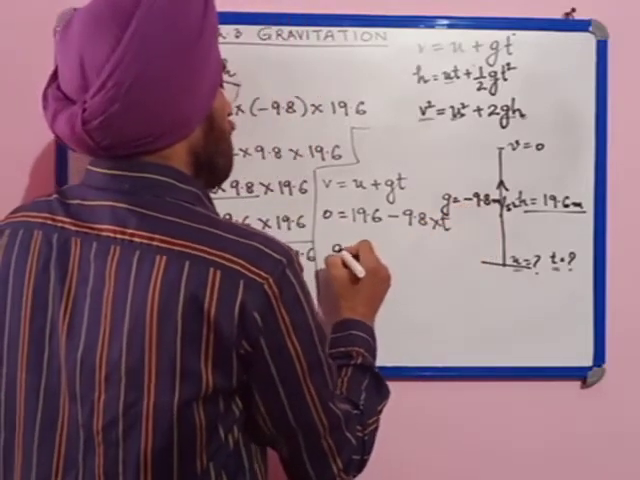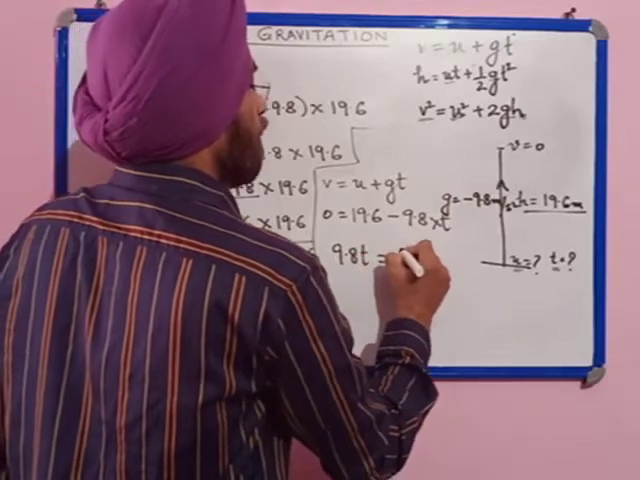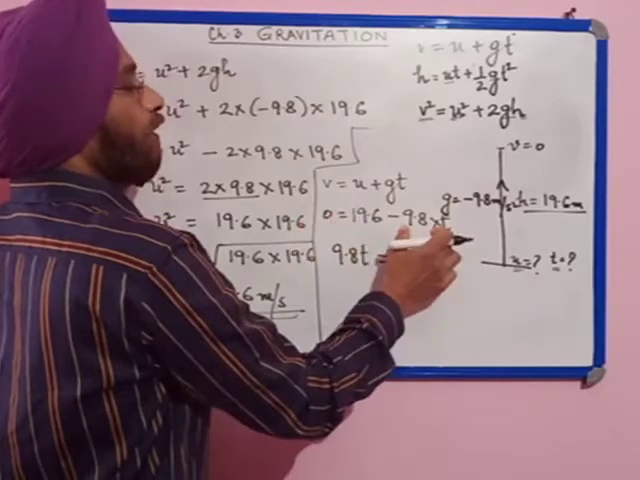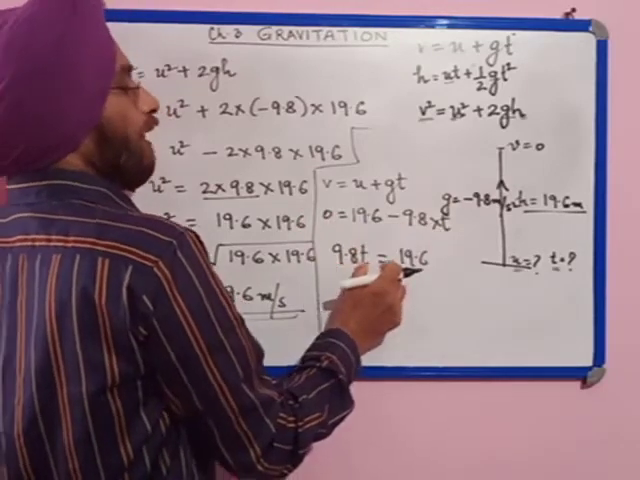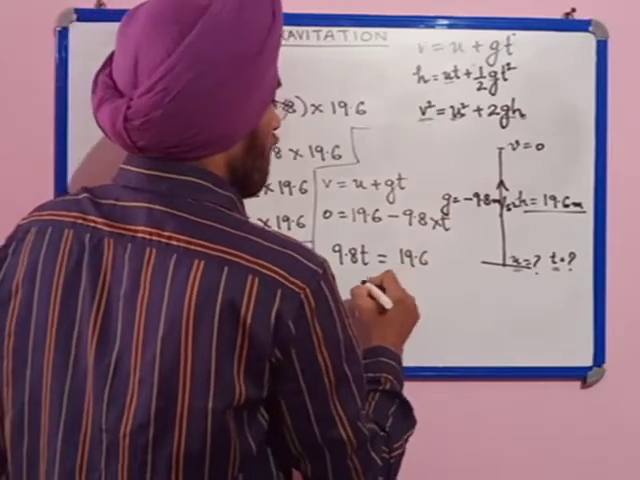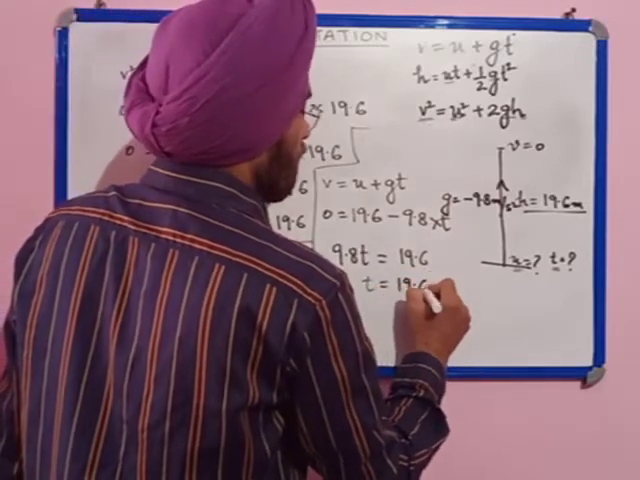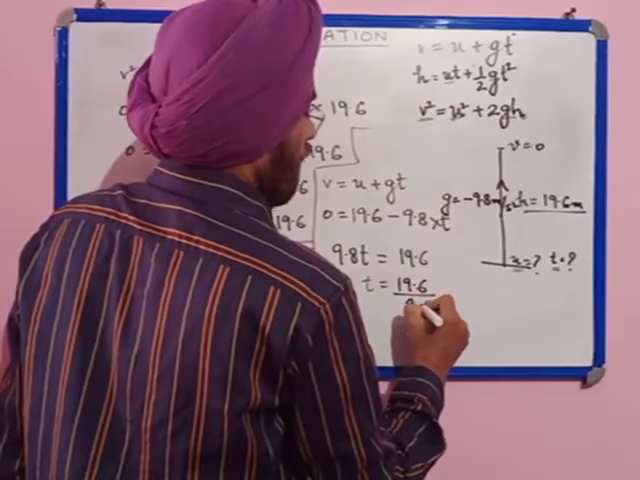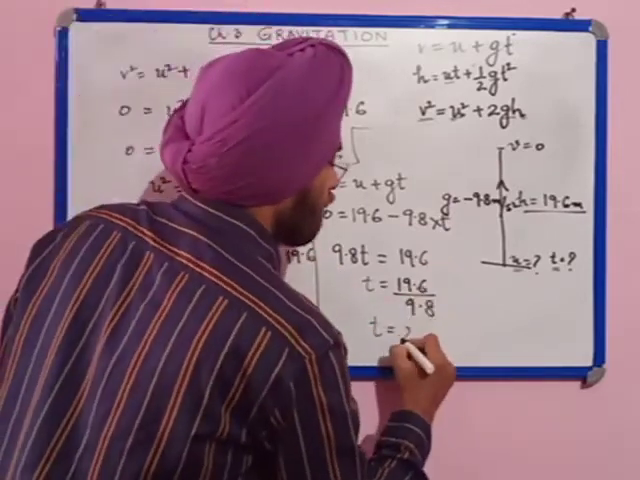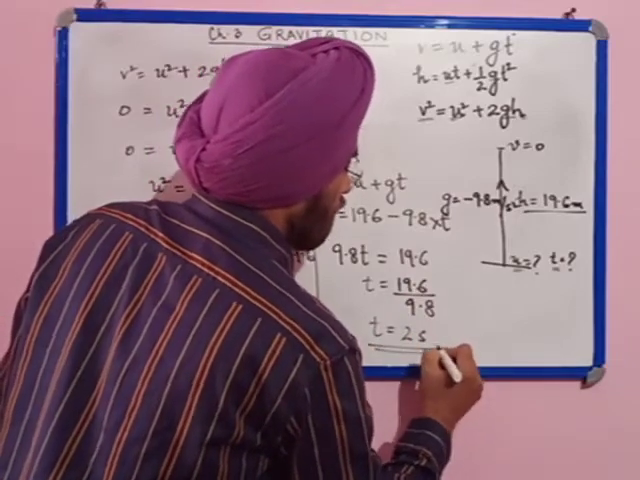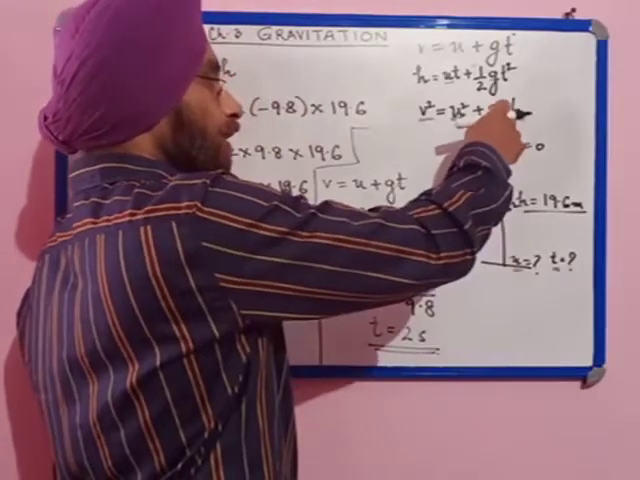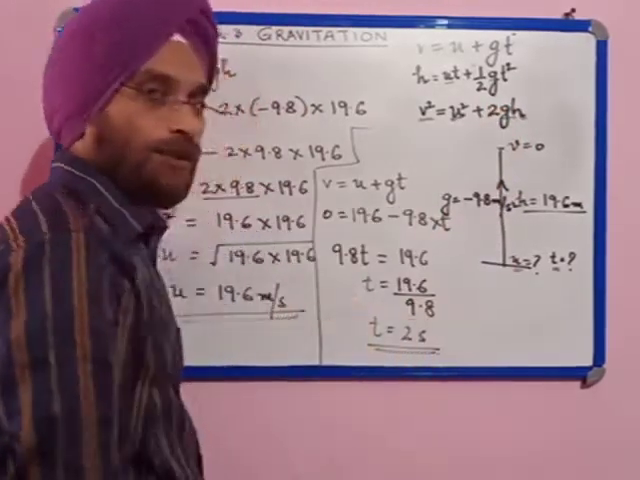So 9.8 t is equal to 19.6. This will come to the left hand side and it will become positive. So 9.8 t is equal to 19.6. So t is equal to 19.6 divided by 9.8. So time comes out to be 2 seconds. Second is the unit. So how much time did it take for the ball to reach the highest point? It takes 2 seconds.